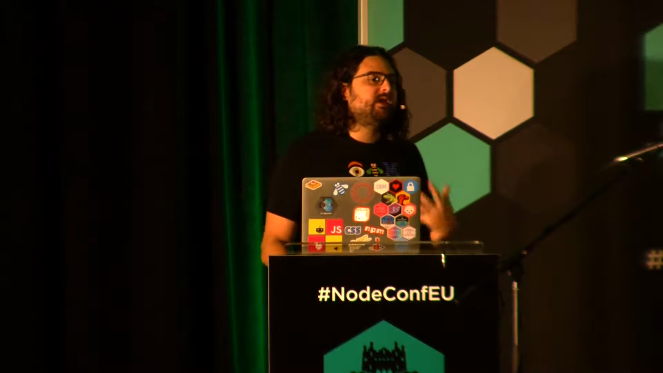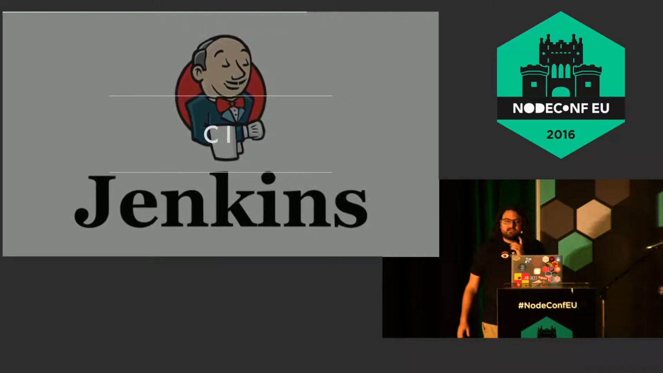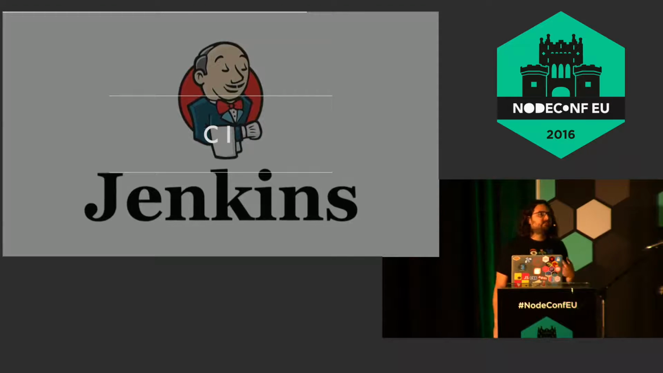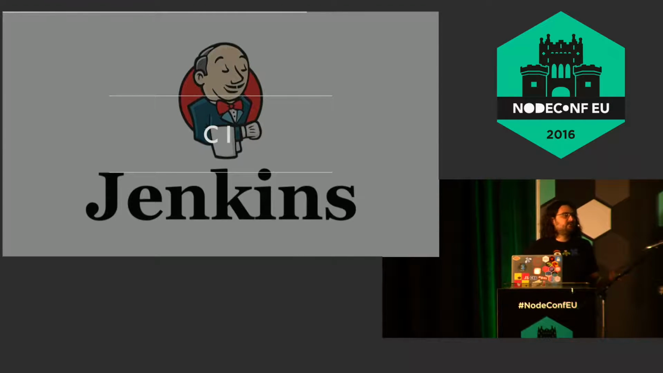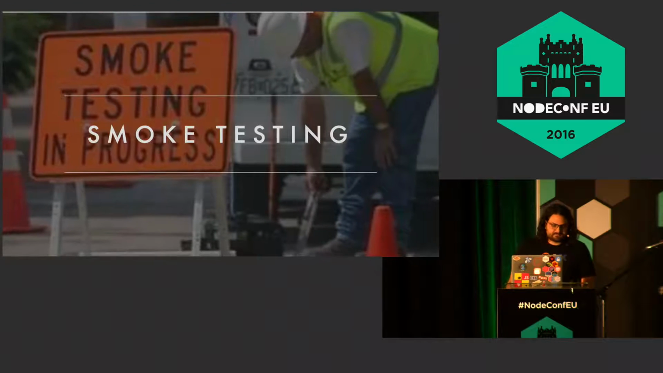So how can we make sure that we don't have breaking changes? One of the ways to do that is with CI and Jenkins and tests. But the problem is that you're always limited by the tests that you've written. And if you haven't thought of an edge case before, well, you haven't written a test for it. So we also do something called smoke testing.